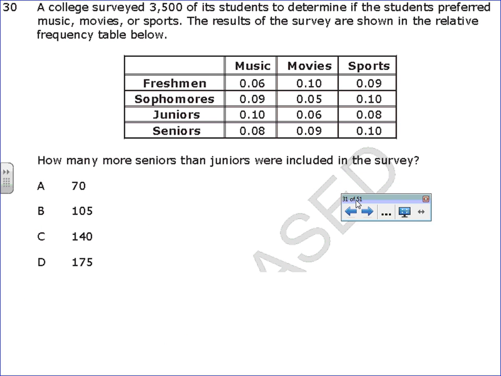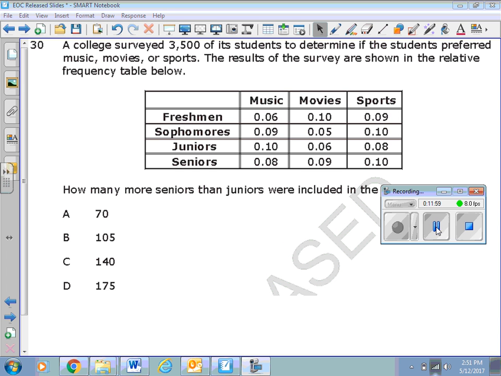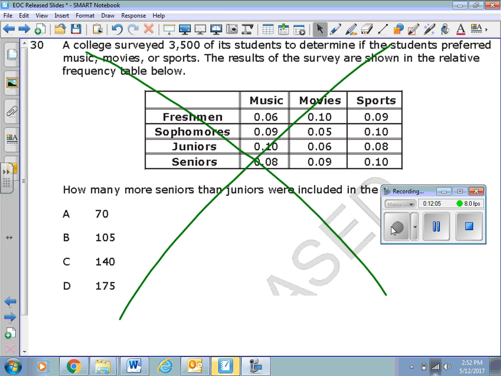All right, for question 30, a college surveyed 3,500 of its students to determine if the students preferred music, movies, or sports. The results of the survey are shown in the relative frequency table below. 1 second. Okay, this problem was not included on your test because this problem was removed this year. You were substituted with a different problem for number 30, and I will go over that in the next video.